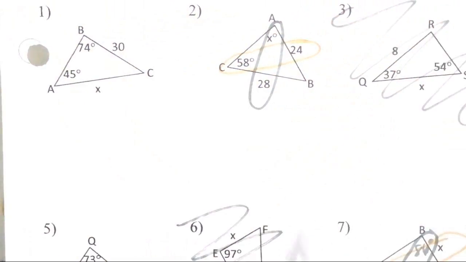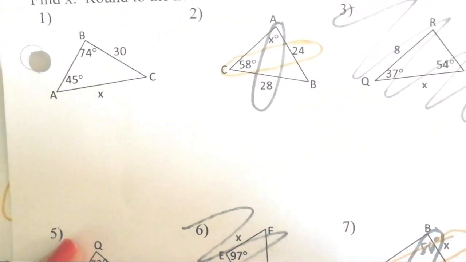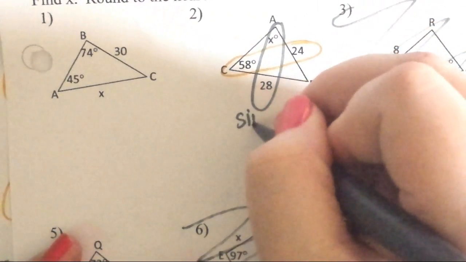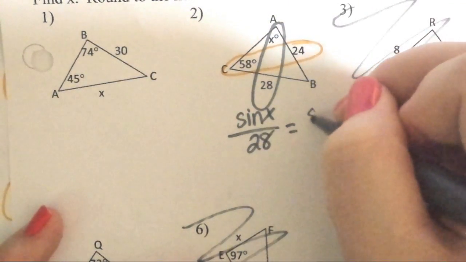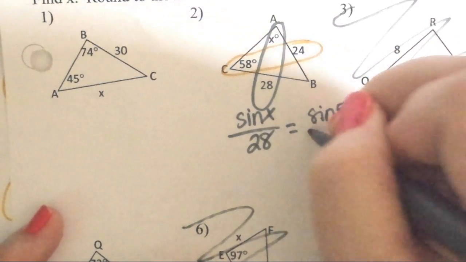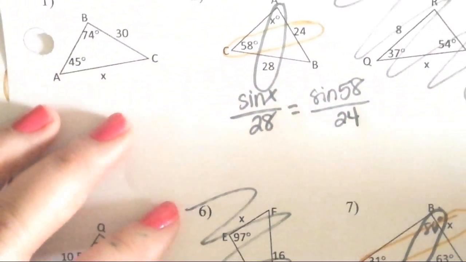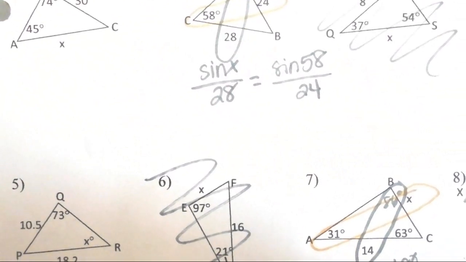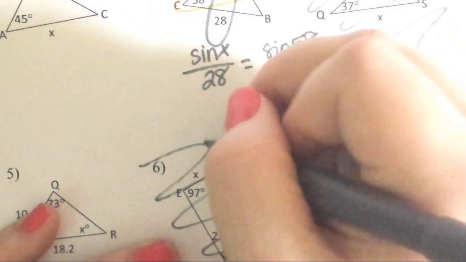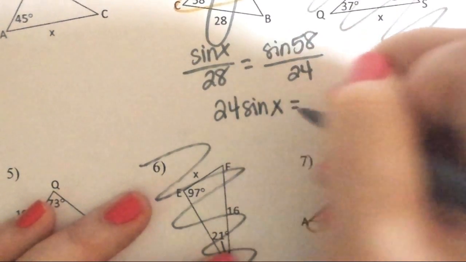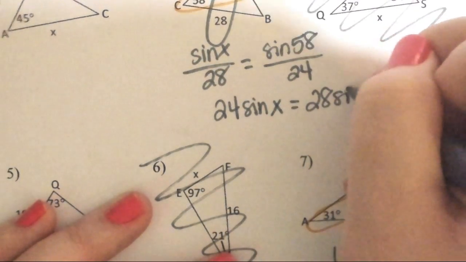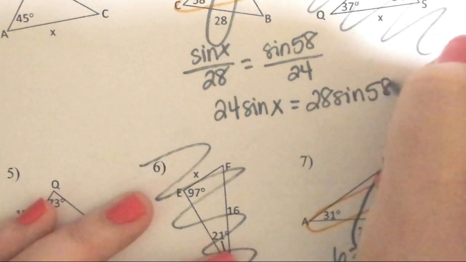Someone help me set up the law of sines. Equals what? Okay, but that was easy. Why would I call this hard? So I cross multiply, I get 24 sine x equals 28 sine 58. This doesn't seem that hard.